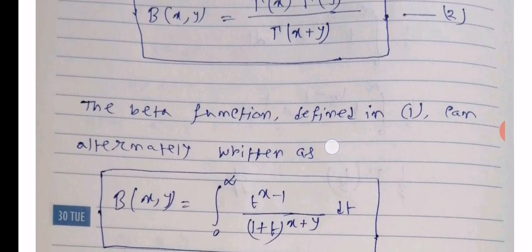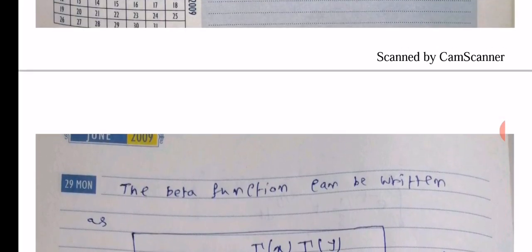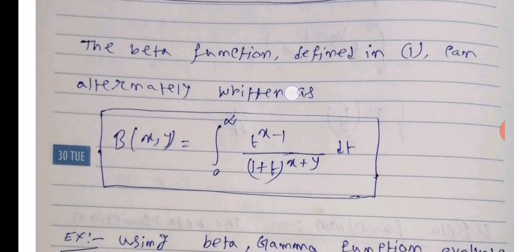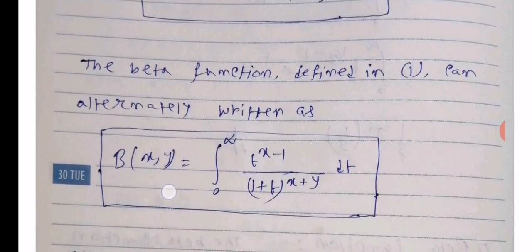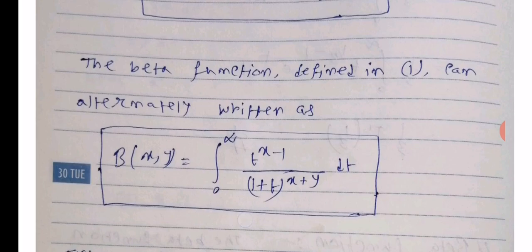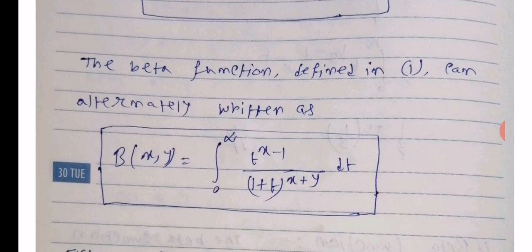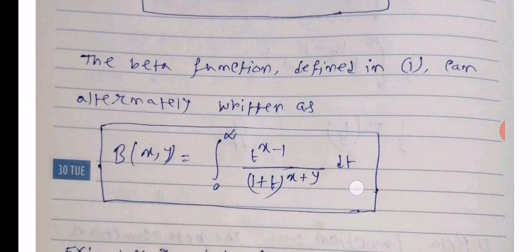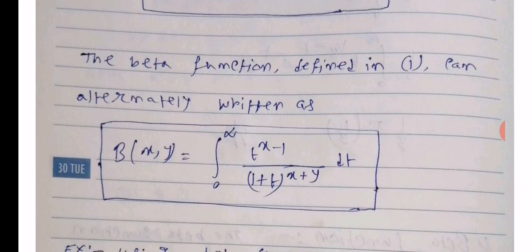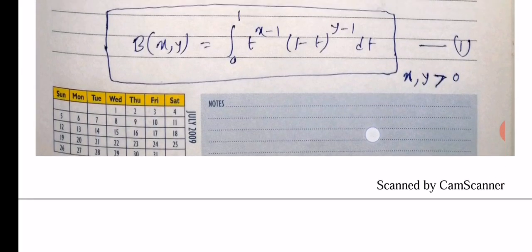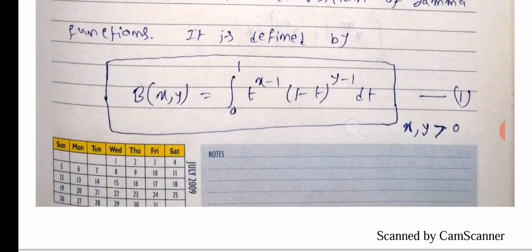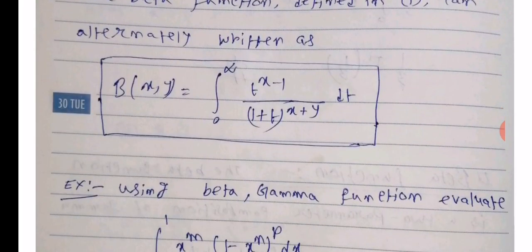The beta function defined in 1. Here this beta function can be written in alternative form B(x,y) equal to integration 0 to infinity t to the power x minus 1 by (1 plus t) to the power x plus y into dt. This can be written in alternative form. So for that you need to put t equal to something, and you will easily obtain these values.